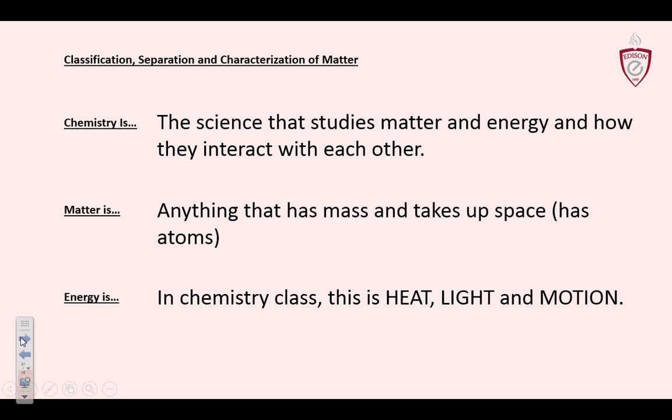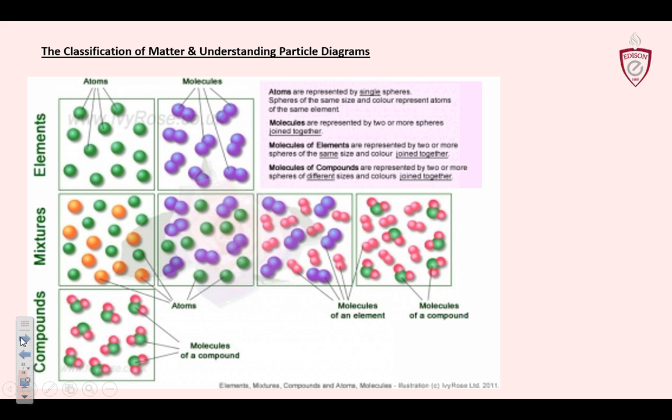So in our chemistry class, we are going to think of energy as heat, light, and motion. Those three words are going to sum up everything we need to know about energy for this class until we start to quantify and change units with energy. Heat, light, and motion.